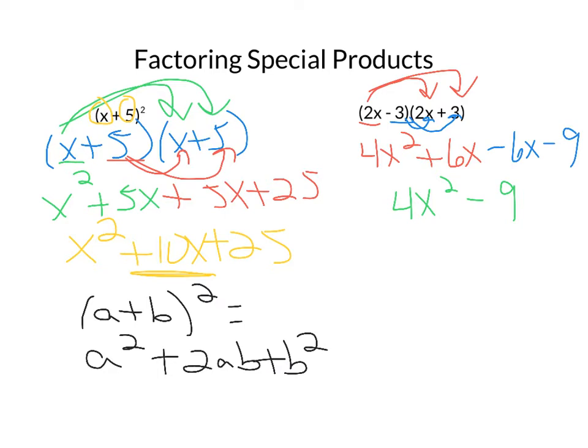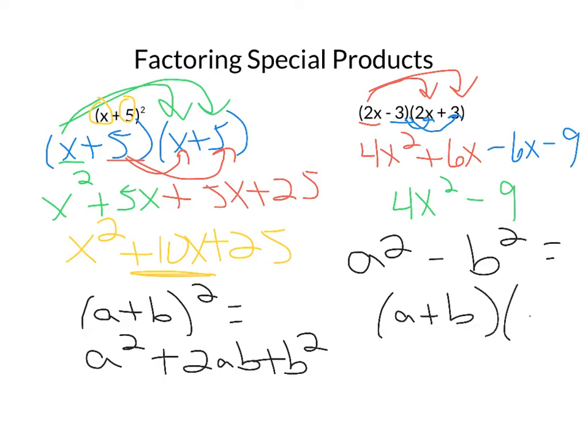So my special product or my special pattern is that if I have a squared minus b squared, it means that I started out with the quantity of a plus b times the quantity of a minus b. Please take a moment to pause this video, record these two examples, and write down our two special patterns.